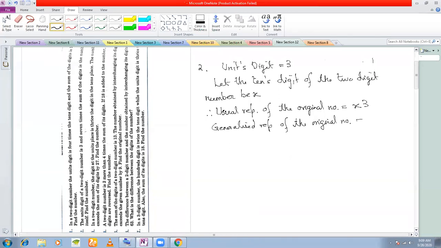What is the generalized representation of the original number? 10 into x plus 3 into 1, which is 10x plus 3. Okay. Now we read the next condition that is given here. And 7 times the sum of the digits is the number itself. 7 times the sum of the digits. What is 7 times the sum of the digits?